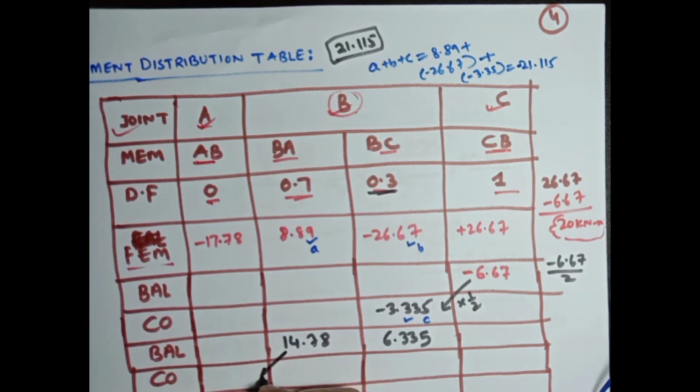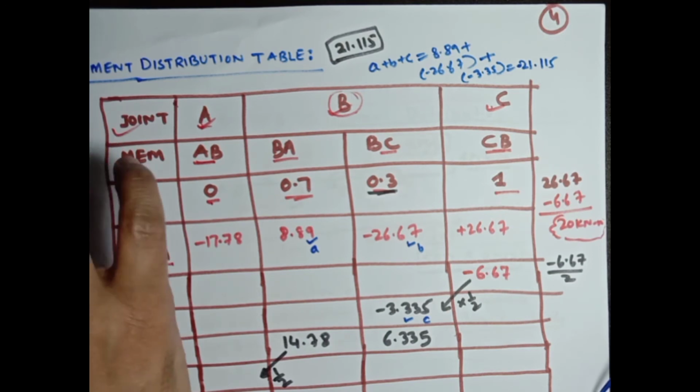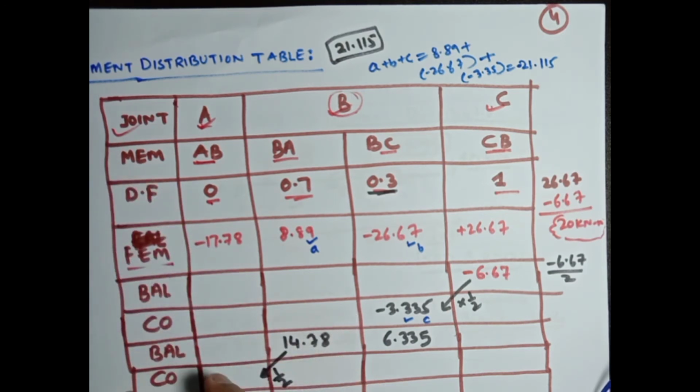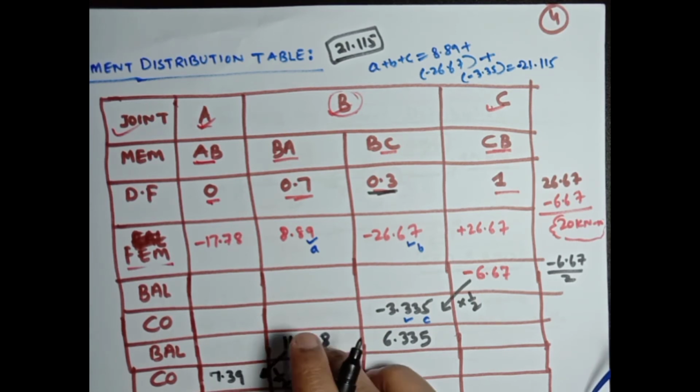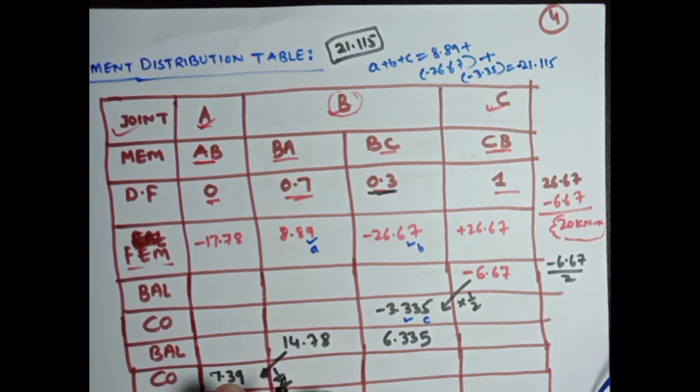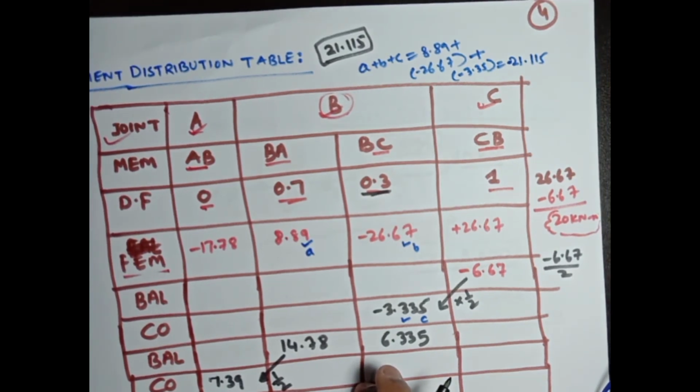So we are going to transfer this moment and multiply it by half, this value divided by 2. We are getting a value of 7.39. Now this moment has been carried to joint A here. Now here the values are balanced, so there is no need to go for another balancing. Here we are done with balancing and carryover.